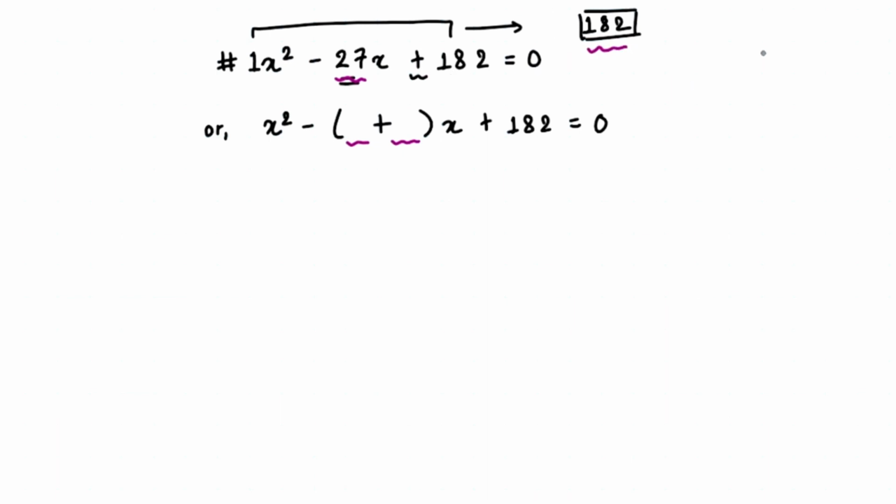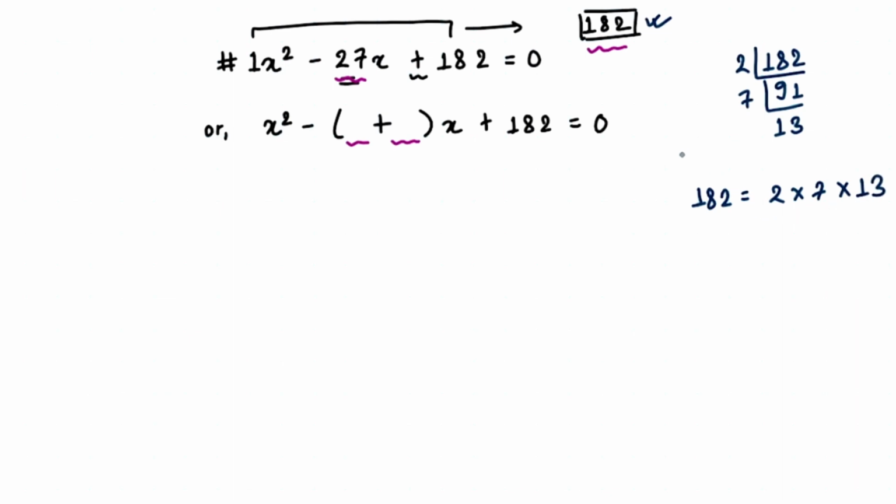Now, how do we find those two numbers? So what we can do is we can prime factorize this number 182, which is the product of our first and last term. So let's do that. So we have 2, 91s are 182, and 7 times 13 is 91. So we have 182 equals to 2 times 7 times 13.